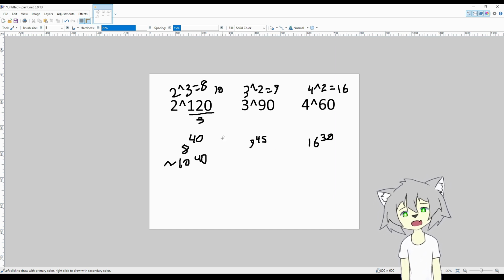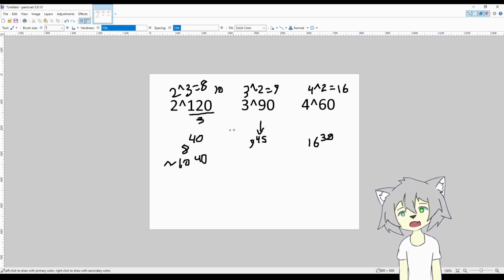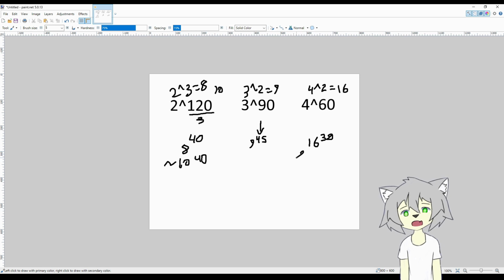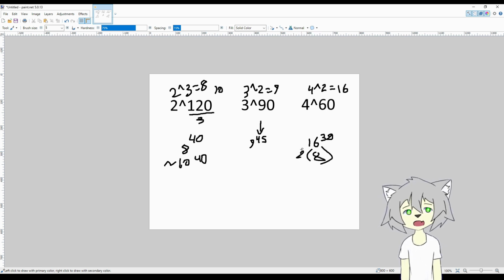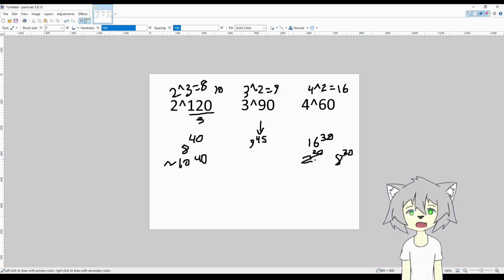For all I could care about, this number has more zeros. This is effectively 2 to the 8, and all this is being multiplied by 30, right? So it's basically 2 to the 30 and 8 to the 30, and we could go ahead and do that again. So 8 to the 10, because we're dividing it by 3, and so we just end up with 8 to the 40.